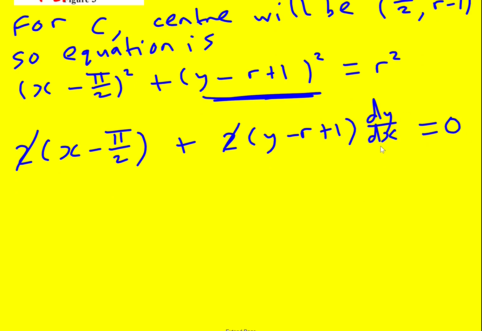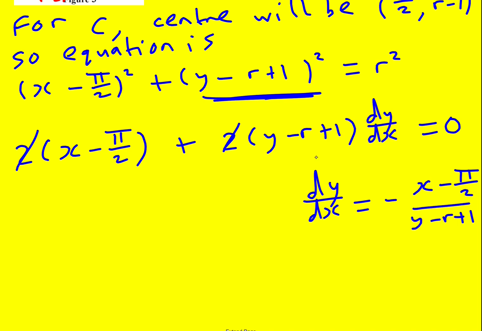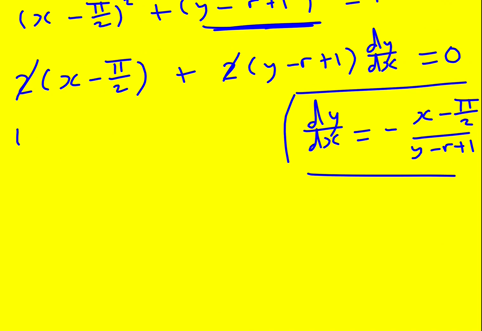Now it might be tempting to make dy/dx the subject and differentiate it again, but you'll end up using the quotient rule. It's going to be messy. So here's a hint: don't do that. To be fair, we should get dy/dx by itself, so it will be −(x − π/2) over (y − r + 1). We're going to need to use that, but I wouldn't advise differentiating this because you end up having to square the bottom and all that sort of stuff.